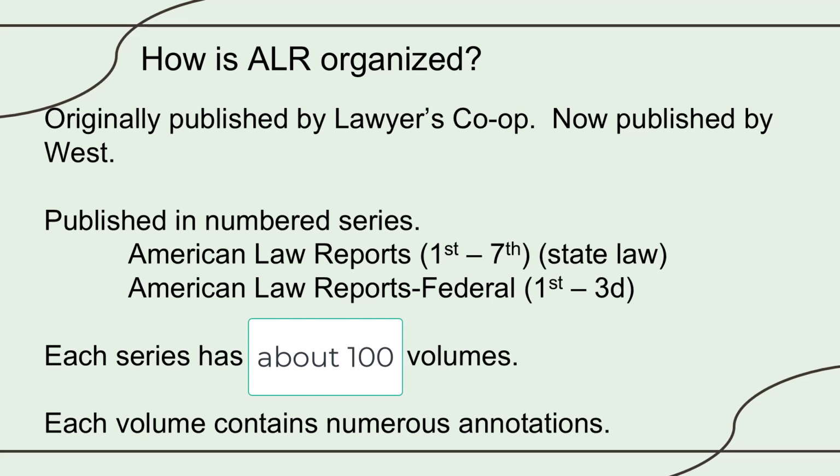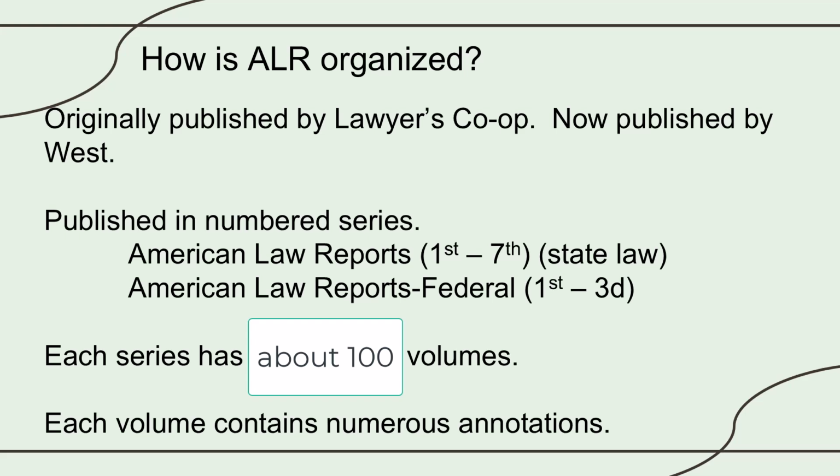So how is American Law Reports organized? Well, I've already mentioned that it was originally published by Lawyers Co-op and now it's published by West. This only matters because before it was published by West, you would not have found much in the way of cross-references to West resources. So if you're looking at a very early series, you won't find those cross-references. But if you're looking in one that's been published since the book became owned by West, it will have cross-references to many of the very useful West resources.